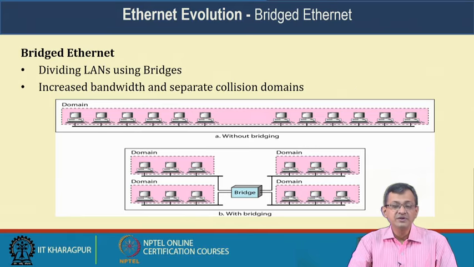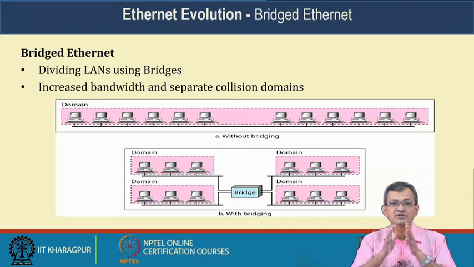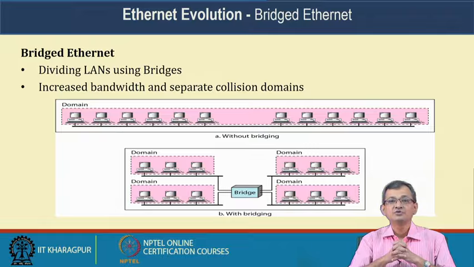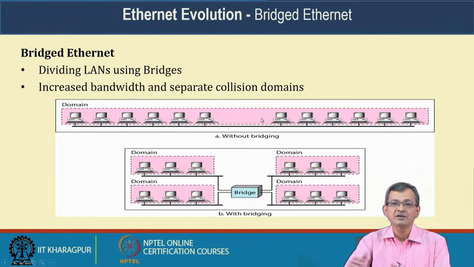Ethernet evolution: bridged Ethernet, dividing LANs using bridges, increases bandwidth and separates collision domains, right. If I have a large number of systems, there is a concept of bridged Ethernet, right. So, we put a bridge in between. Instead of this one whole network, we can put a bridge here, so these two LANs are now connected with a layer 2 device, or bridge.